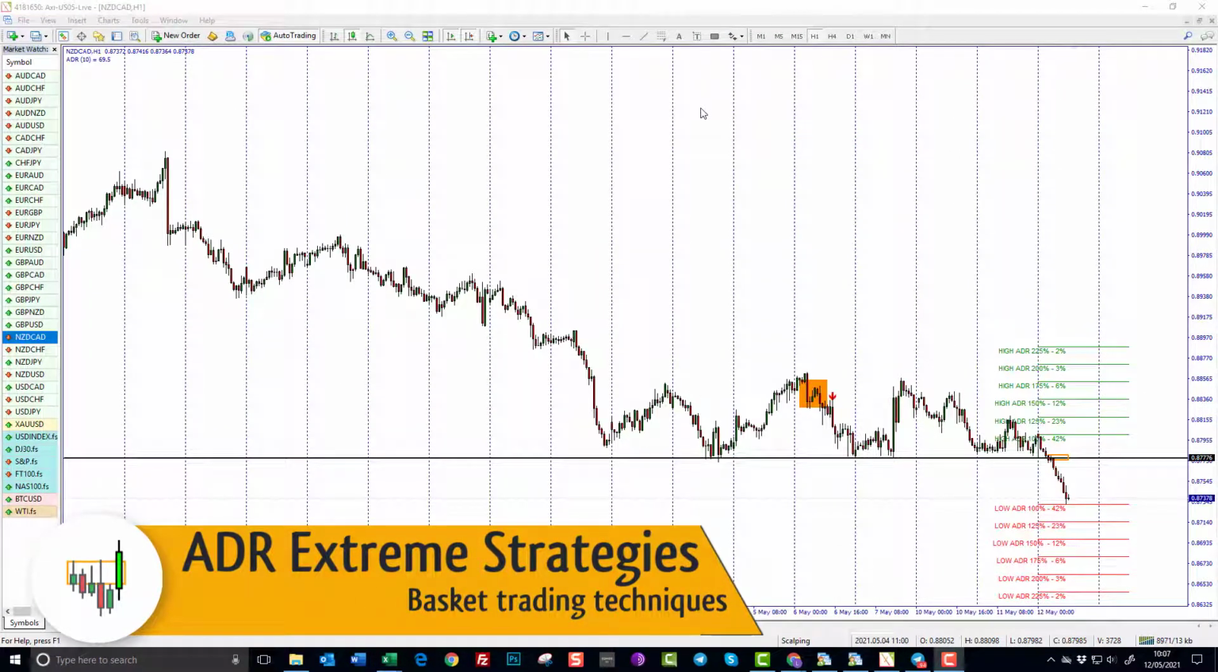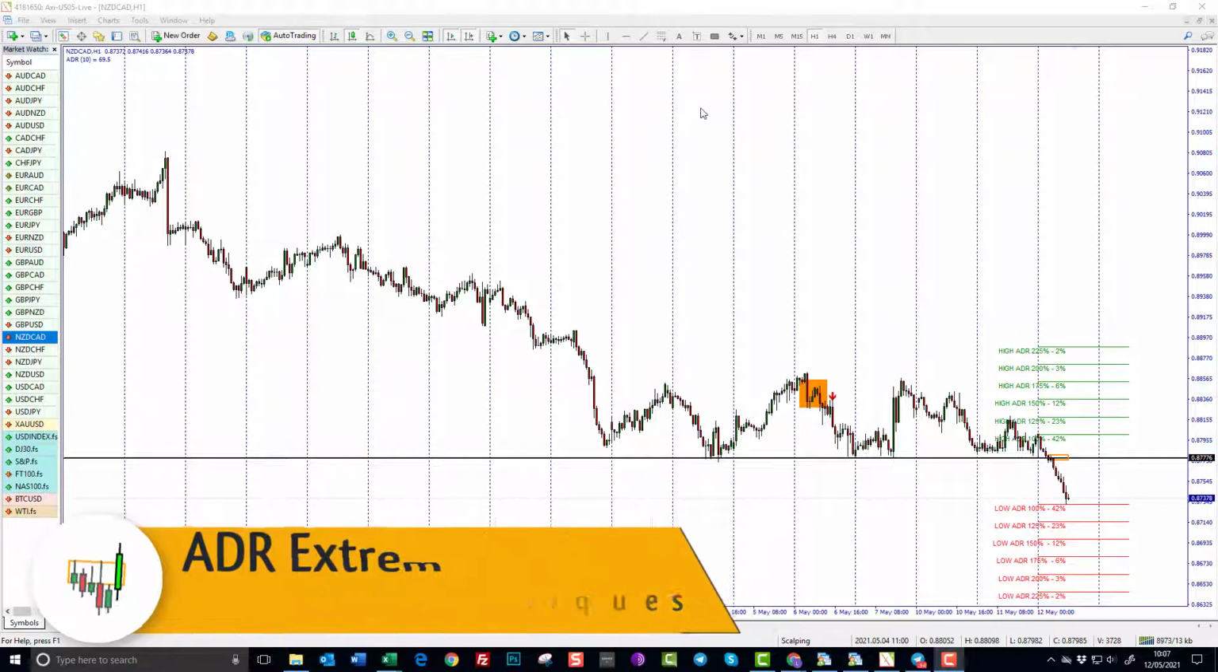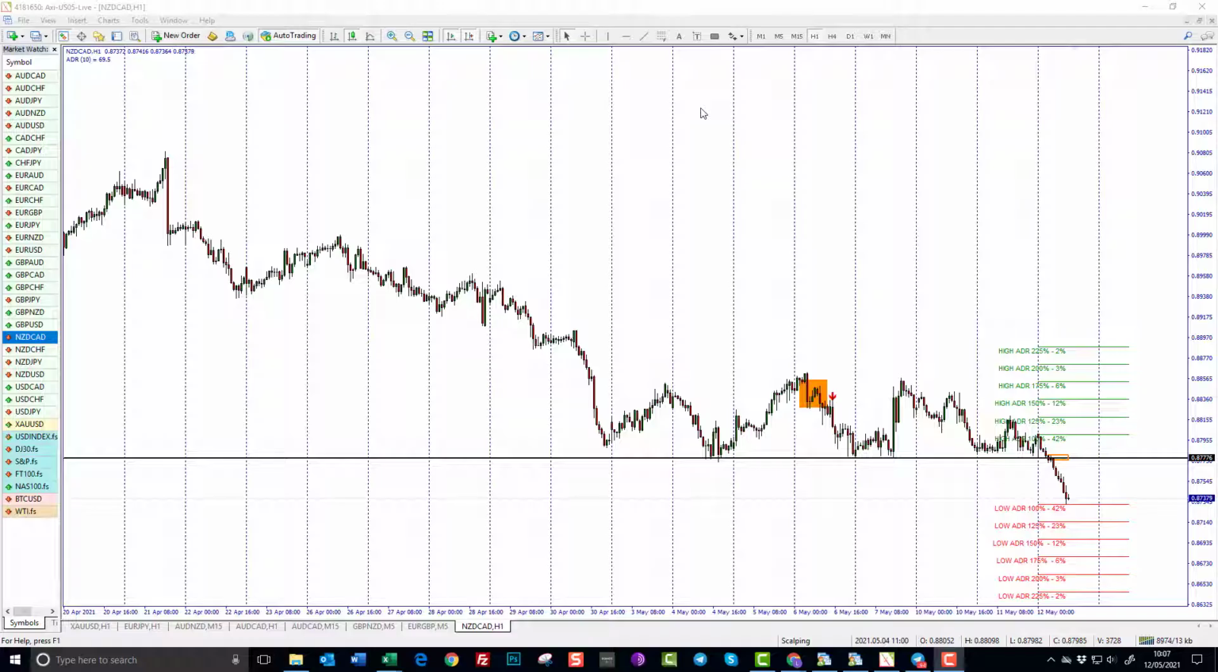Now, there's one other strategy I want to discuss with the ADR indicator and ADR levels, and that is the basket trading strategy. Now, this one is a little bit more risky, but can give you a much higher strike rate, and in some cases an incredibly high risk reward as well. So basket trading is a way of getting into a position gradually.